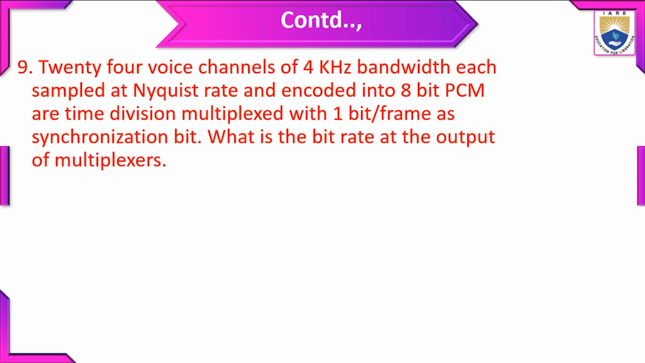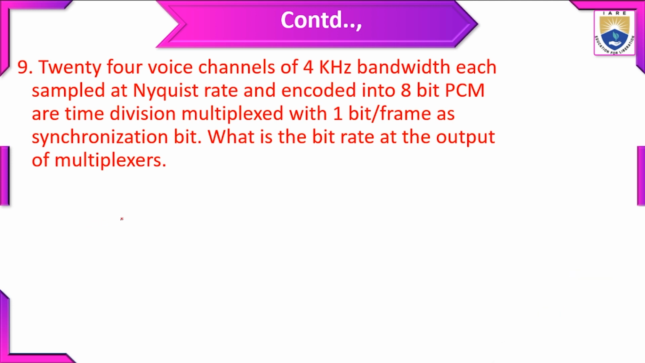Now another problem, the ninth one. The ninth one is: 24 voice channels of 4 kHz bandwidth, each sampled at Nyquist rate and encoded into 8-bit PCM, are time division multiplexed with 1 bit per frame as a synchronization bit. What is the bit rate at the output of the multiplexer? So this problem is also regarding multiplexers. Here also it is in frames and 1 bit as synchronization bit.